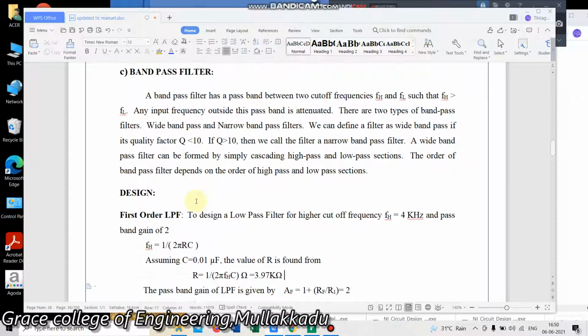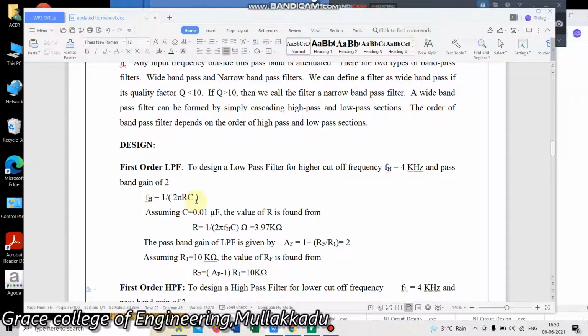The design procedure for the low pass filter is given here. We are assuming the high cutoff frequency is 4 kilohertz, and using this formula with C equal to 0.01 microfarad, we have calculated the value of R. Assuming the gain is equal to 2 and R1 equal to 10 kilo ohm, RF is calculated as 10 kilo ohm.